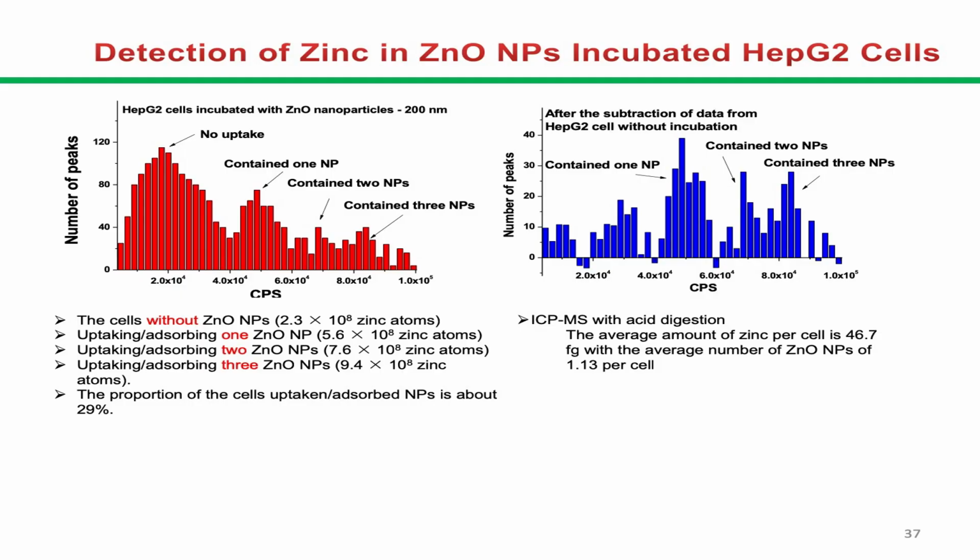Now let's come to this. We use the developed method to investigate HepG2 cells' uptake of zinc oxide nanoparticles. You can see the cells without zinc oxide nanoparticles, with 1, with 2, with 3.